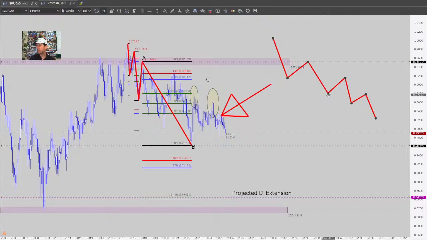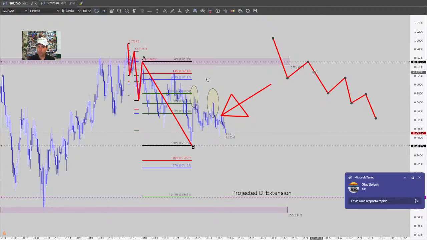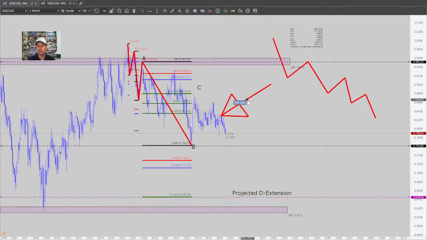Right, everybody? Does this make sense to you? Exactly, the first one. The first one is the C, everybody, okay?